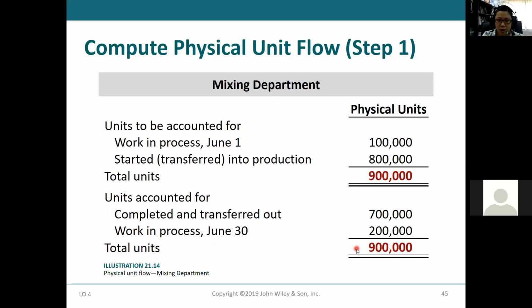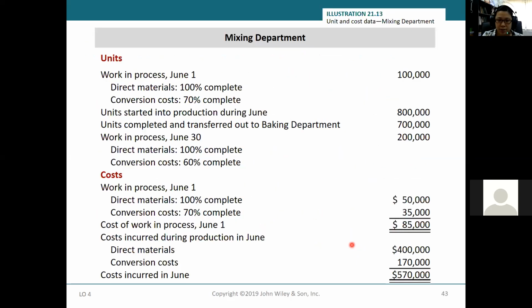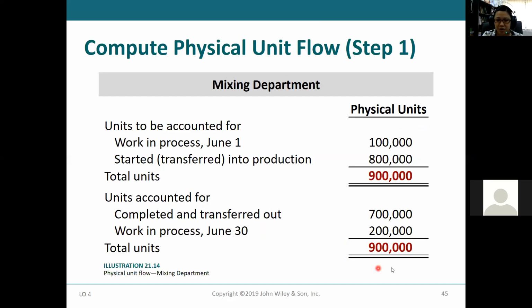So units completed and transferred out, the question gives to you, is 700,000 units. Plus the number of units at the end of June. How many units at the end of June? 200,000 units. And that will give you 900,000 units.